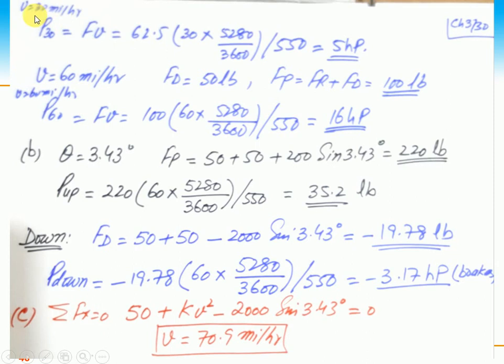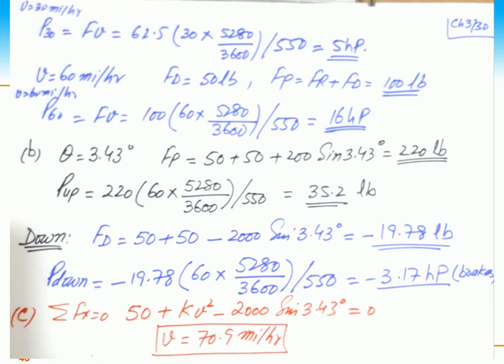Now, when velocity is 30 miles per hour, power is equal to Fv, which is 62.5 times the velocity 30, and I convert it into feet per second with 5280 over 3600, then divide by 550 to get horsepower. When moving at 60 miles per hour, the rolling force remains the same. The only thing that changes is the drag force, which becomes 100 pound using the same F equal to kV square. Then at 60, power is force 100 times 60 into 5280 divided by 3600, converted into feet per second, divided by 550 to convert into horsepower. 16 horsepower is being developed at 60 miles per hour.